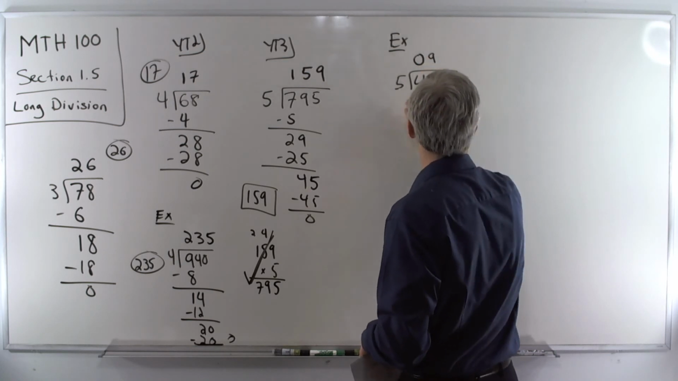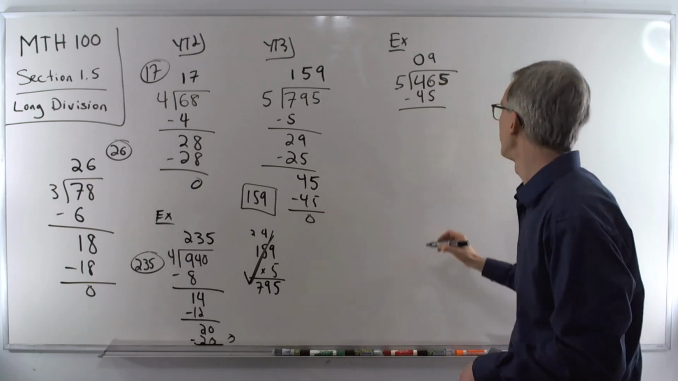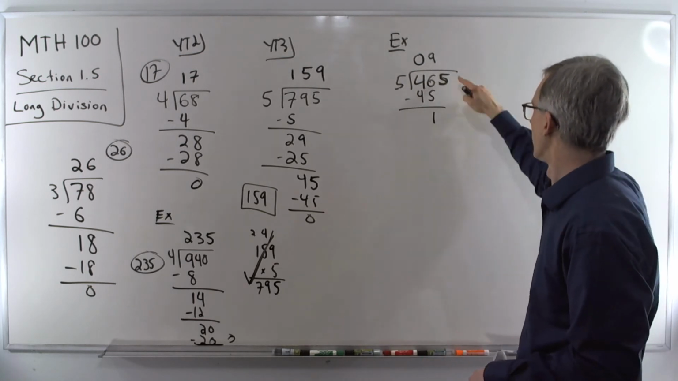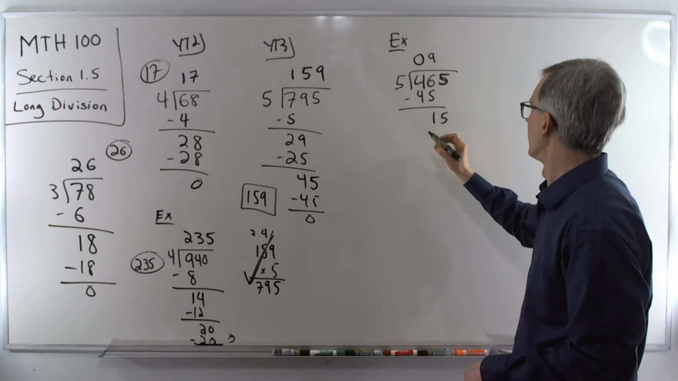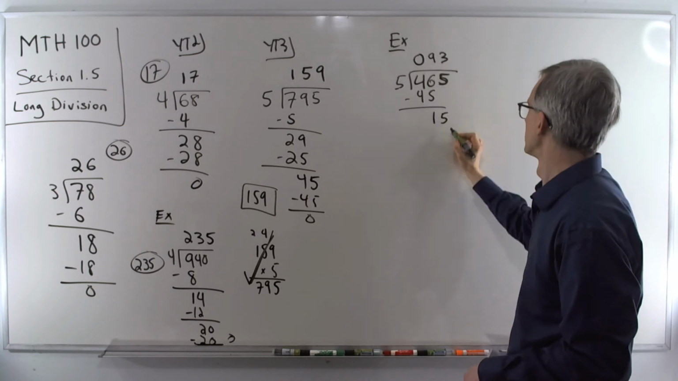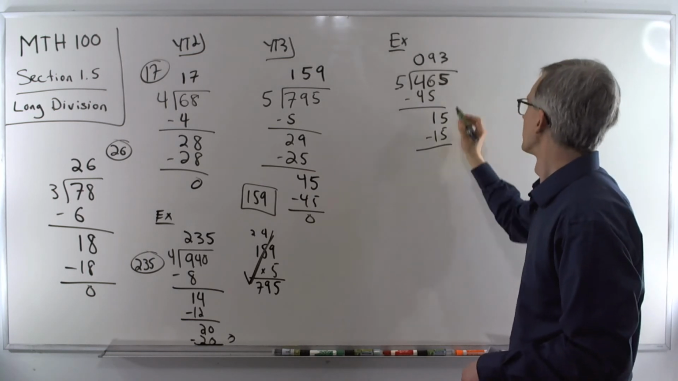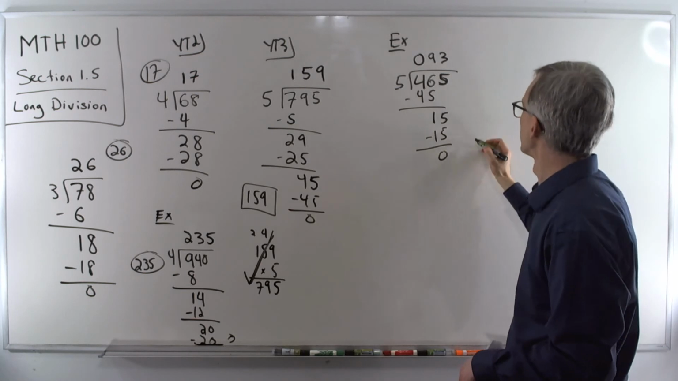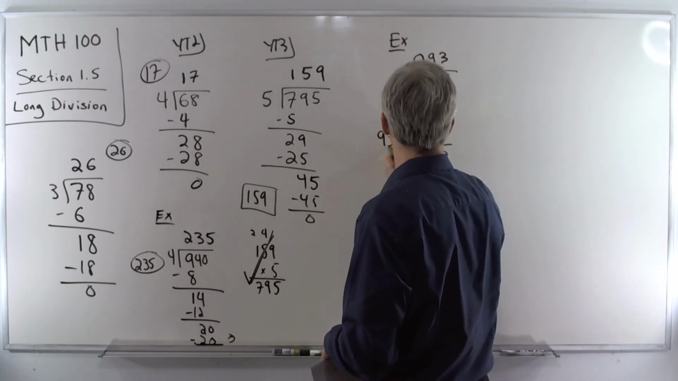And then 9 times 5 is 45. So we'll subtract 45 to get 1. Now we'll bring down the 5. And 5 goes into 15 3 times. 3 times 5 is 15, subtract, get 0, so our answer is 93.